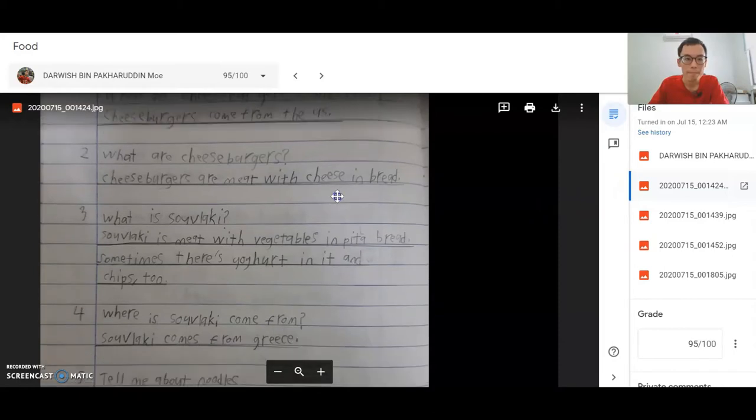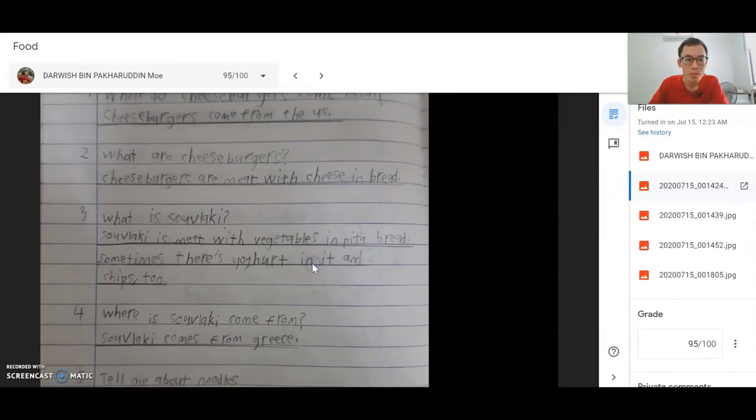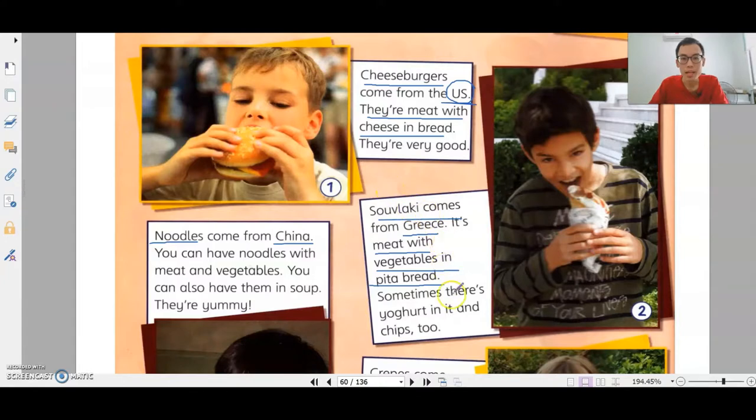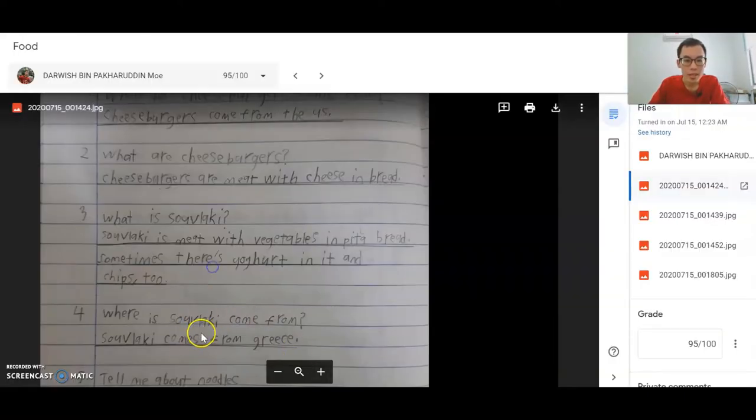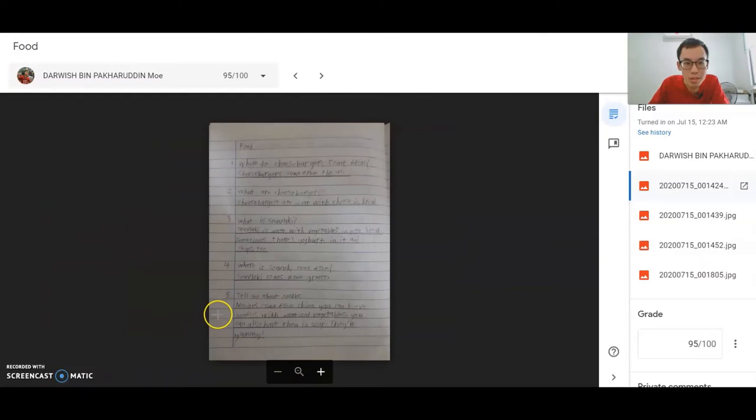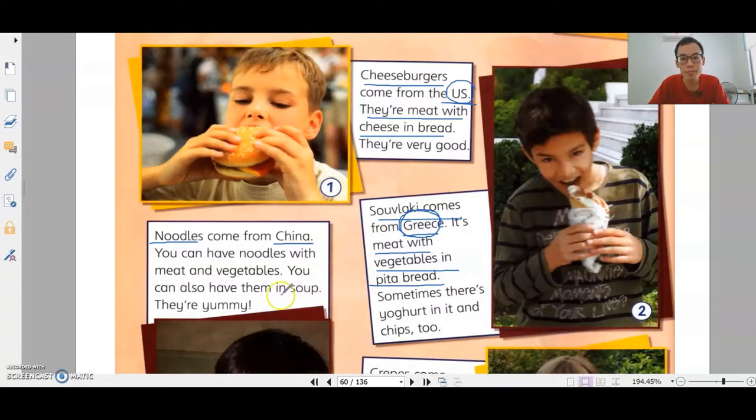And where does souvlaki come from? They are from Greece. Okay, souvlaki comes from Greece. Okay, next one. Tell me about noodles. Noodles, they are from China. And you can have them with meat and vegetables or in soup.